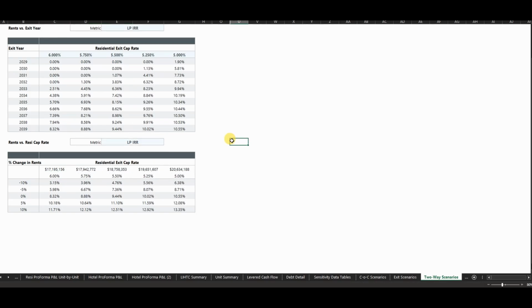So these four sheets in the model are what-if scenarios. We could, of course, do any other custom what-if scenarios if you'd like.